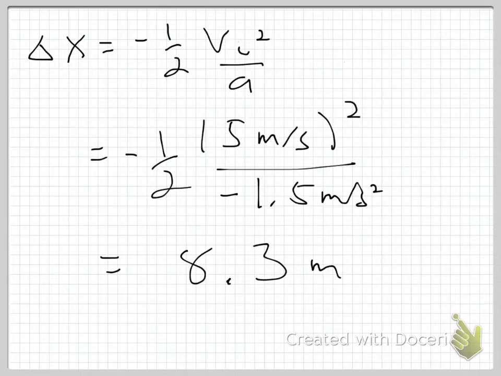So the car will move to the right, it will come to a stop, then it will turn around and accelerate to the left. This is all the work for the previous part of the problem, but let's just draw a picture of that really fast.